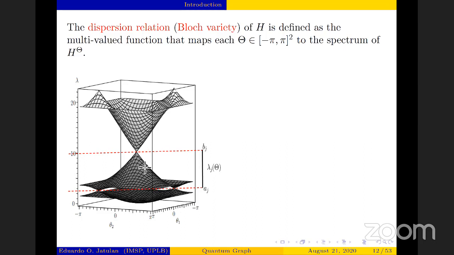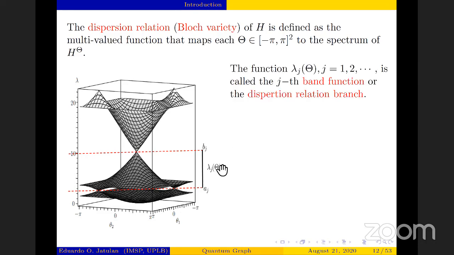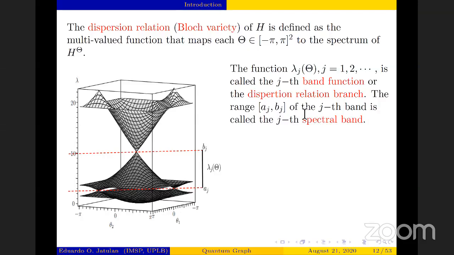And here we have the function lambda j of theta. We call this the j-th band function, or the dispersion relation branch. The range of this j-th band is called the spectral band. So we have here the spectral bands, and then another, the (j+1)-th spectral band, is somewhere here.